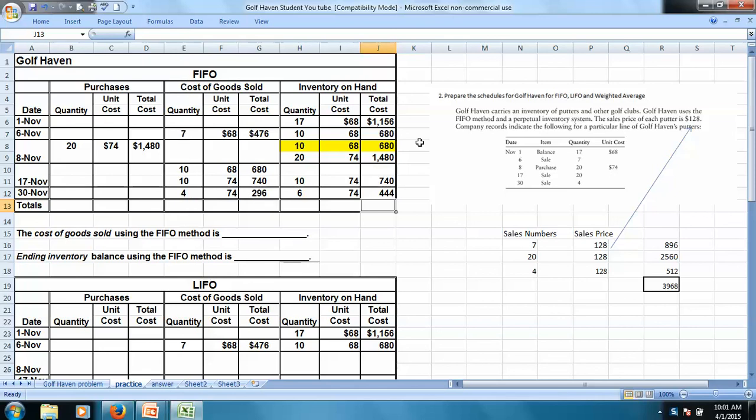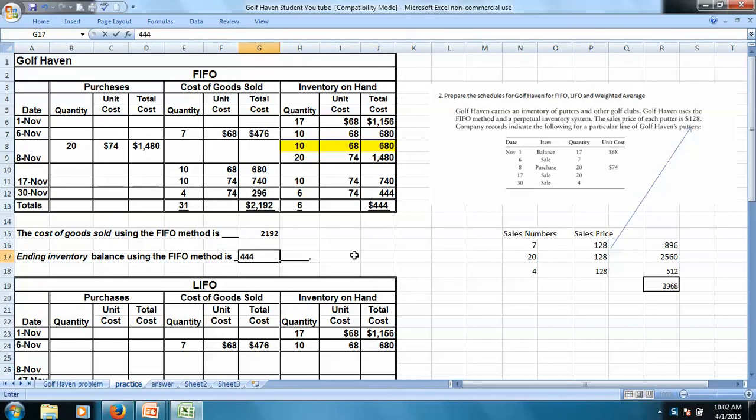We had basically 3 sales, on the 6th, the 17th, and the 30th. A total of 31 putters went out the door. If we add up the total cost from all the sales, we have a total cost of the goods sold. The total cost of the putters sold was $2,192. 31 putters sold at a cost to us of $2,192. There are 6 putters in inventory for a total cost to us of $444. We can say under the FIFO method, the cost of the putters we sold was $2,192 and the remaining inventory is $444.